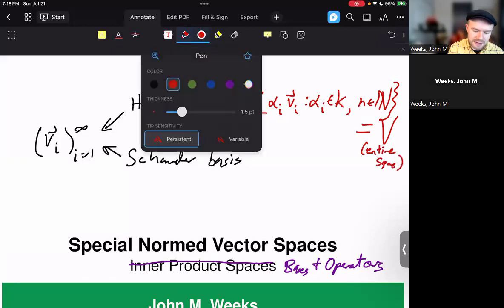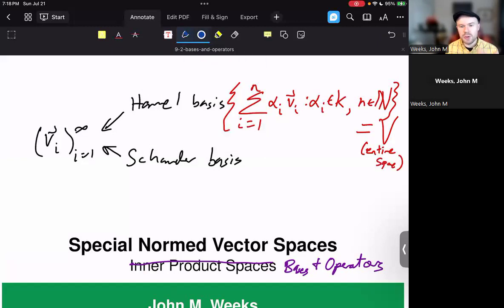The Schauder basis is a little bit different. A Schauder basis allows you to throw in some notion of infinite bases. So you're taking convergence of these vectors in norm as you take them along. So this can be an infinite sum that converges in the norm of your space.